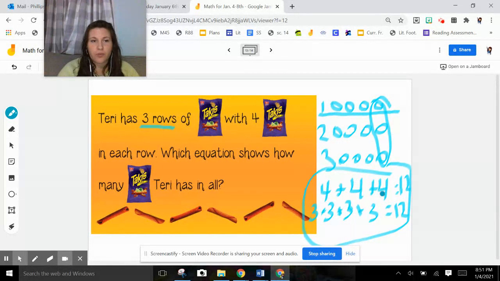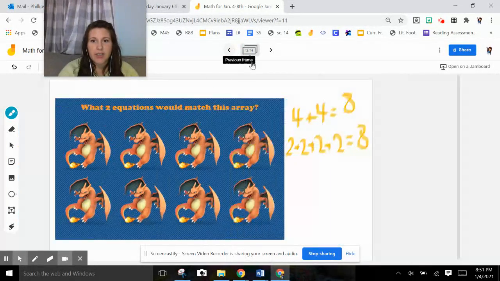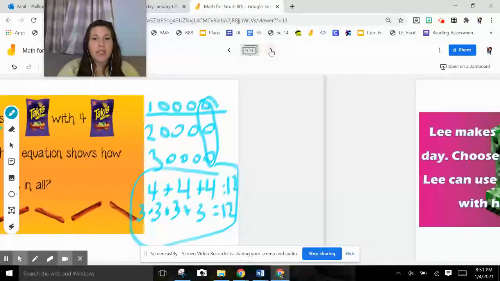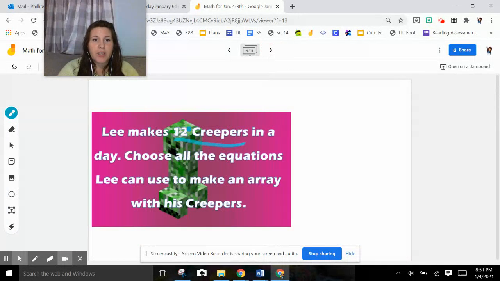4 plus 4 plus 4. Then 3 plus 3 plus 3 plus 3. Then 4 plus 4. It's the same number repeated over and over. 2 plus 2 plus 2 plus 2. Repeated over and over. So that means that whatever equation you come up with, the answer has to be 12, and it has to be the same number repeated over and over, because that's what makes an array.